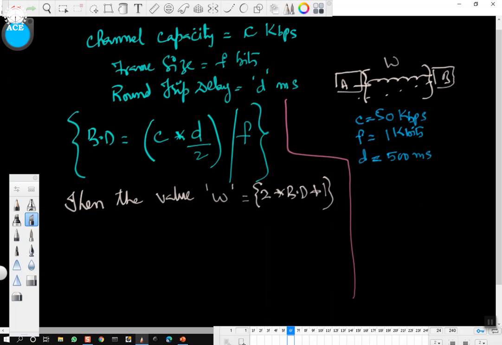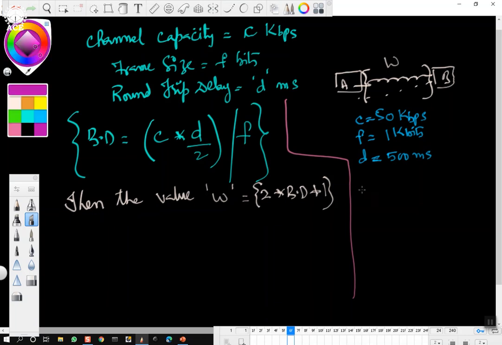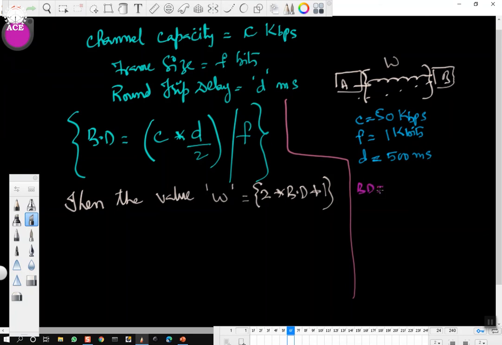So how do we compute the bandwidth delay product? Please see. The bandwidth delay product is channel capacity 50 into D by 2, which is 250, right? But here you have to be careful. This is in milliseconds, this is in seconds. So you have to convert that into seconds. 250 milliseconds is equal to how many seconds? 0.25. Converting into uniform units, it is in seconds, this cannot be in milliseconds. So 0.25 seconds, divided by frame size.